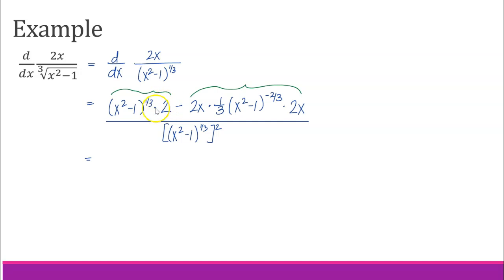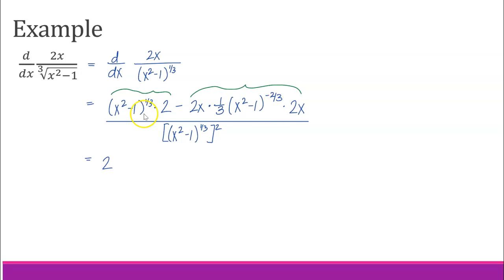So in the first term I have a 2. In the second term I have a 2, a 1/3, and a 2. So I can factor out a 2. And the second term has an x squared, an x and an x, but the first term doesn't have any x's that are part of this, so I can't do anything with that.